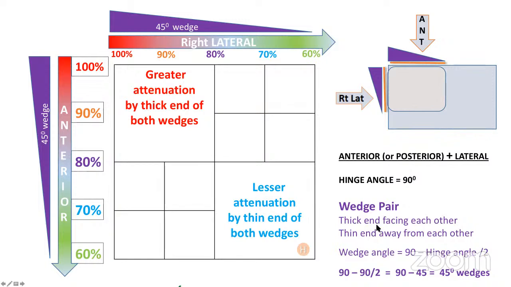So thick ends facing each other, thin ends away from each other, because you want greater attenuation by the thick end of both wedges and lesser attenuation. And the wedge angle is equal to 90 minus hinge angle by 2. So 90 minus 90 by 2, here it will become 45 degrees. Actually, any formula you can test by seeing how it functions.